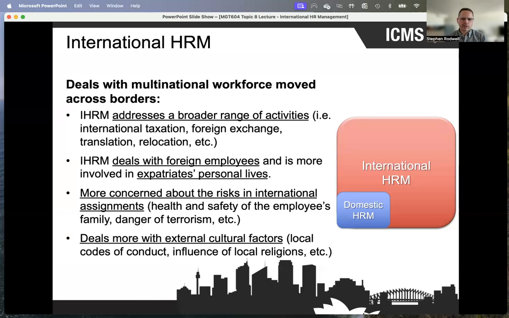And it deals more with external cultural factors, obviously. This is something we've covered all the way through this course, but culture becomes that much more of a factor. When we're sending an employee overseas, we need them to be able to settle into that environment. And so they're immersing themselves in a new culture. We need them to understand how to navigate that cultural environment well. And that onus is on us if we want a successful integration of that employee into this overseas environment.